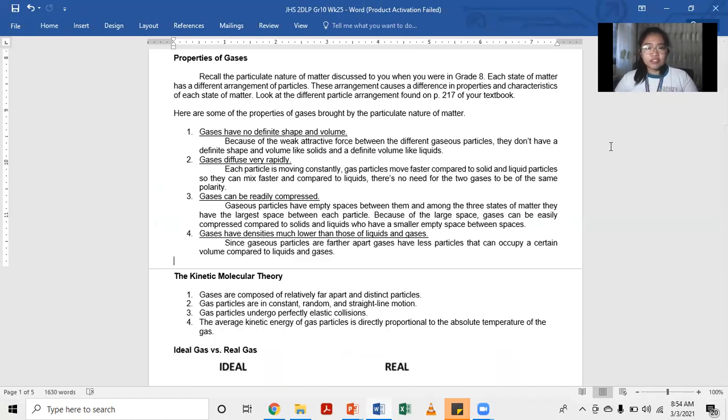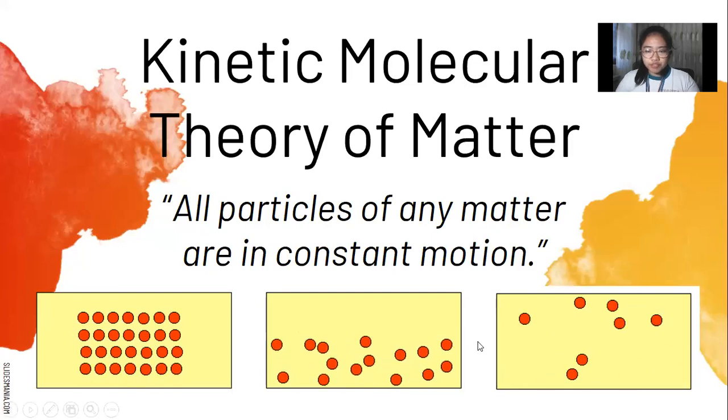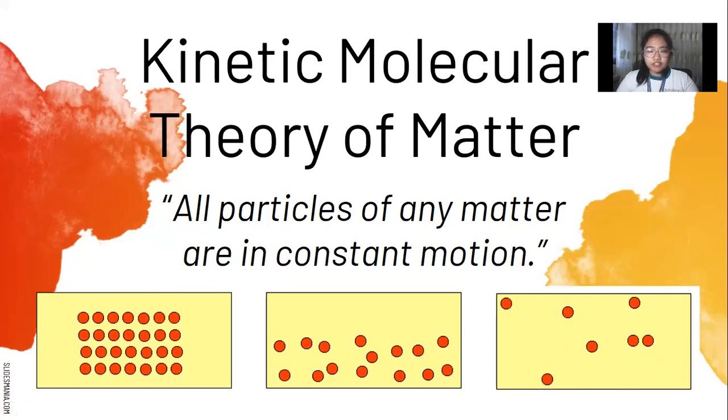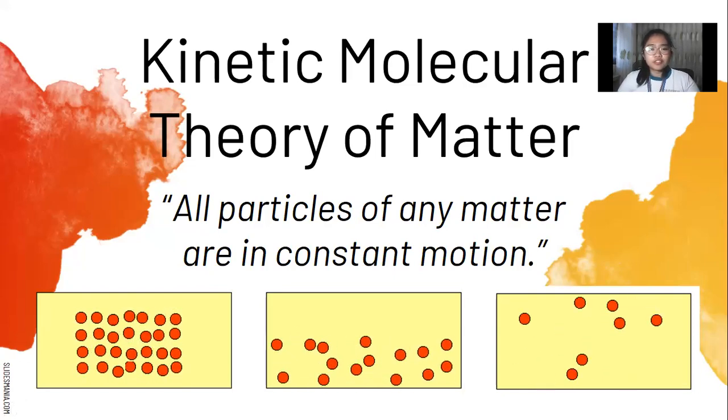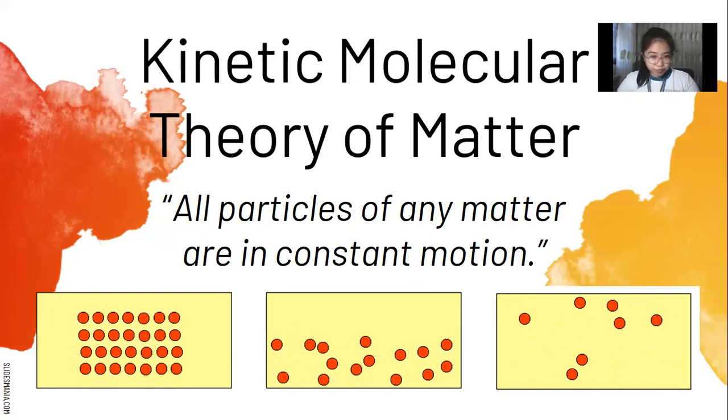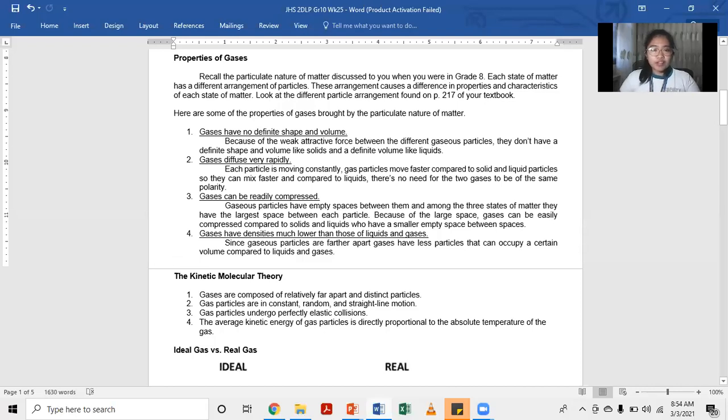As you can see in this GIF, the particles of a gas, let's focus on the one at the lower right, are far apart from each other. The reason they are far apart is the weak molecular forces of attraction. That's why they don't have a definite shape and volume. Yung liquids kasi natin, meron silang definite volume kasi mas attracted yung particles sa isa't isa compared sa gas.